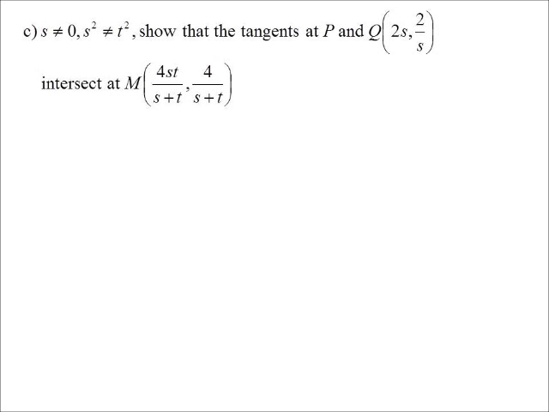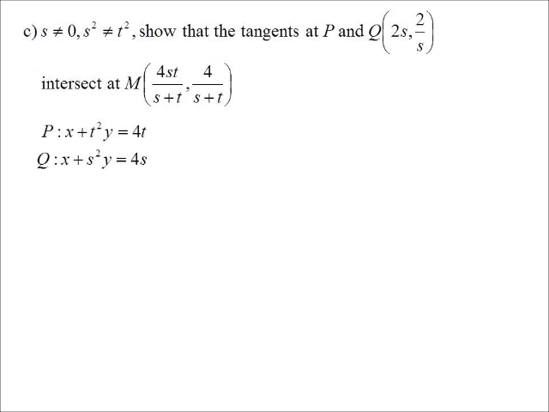If s squared was equal to t squared, you could have s equals t, they'd be the same point, and you could have s equals negative t. In that case, the tangents would be parallel. They would never meet.